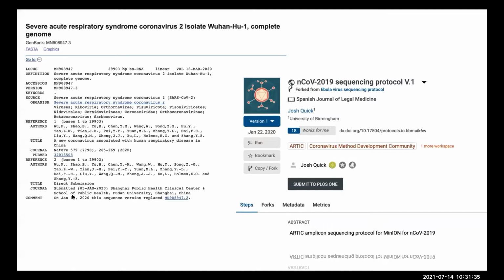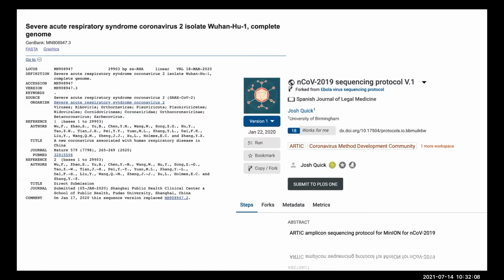And I downloaded that genome and started putting together a primer set and a protocol, and came up with this, which we published on protocols.io. So this was the first version of the ARTIC nCoV-2019, as we called it, protocol, which was published on the 22nd of January. We'd previously been, as you can see here, this was forked from an Ebola virus sequencing protocol, which we'd been using the previous December.